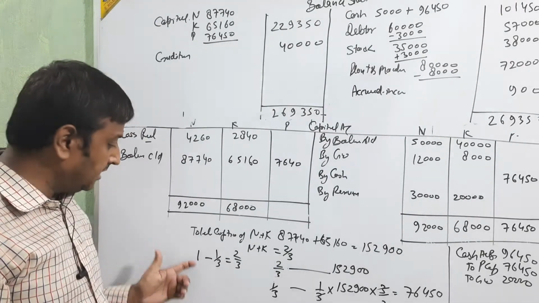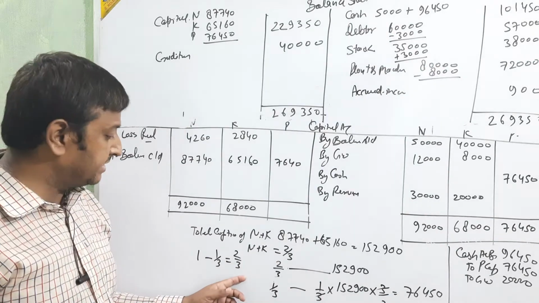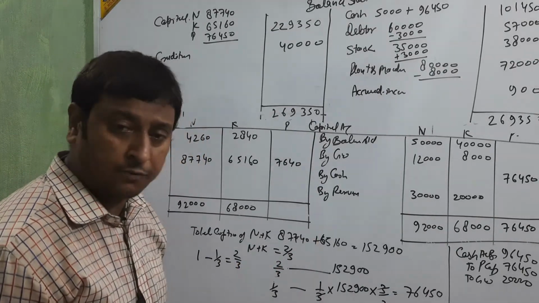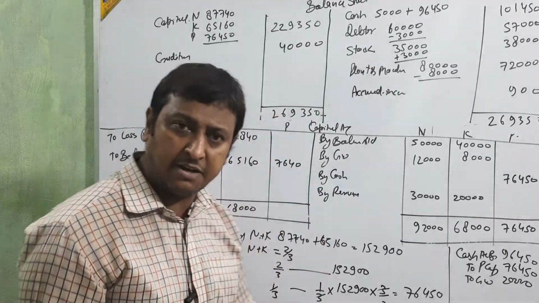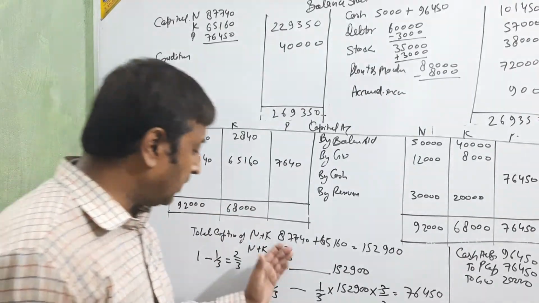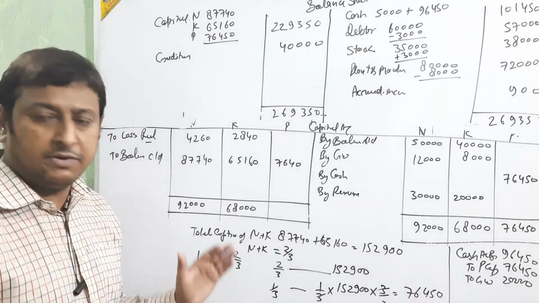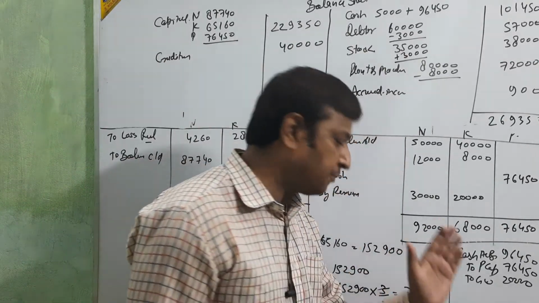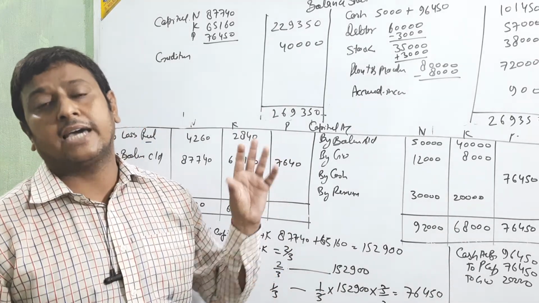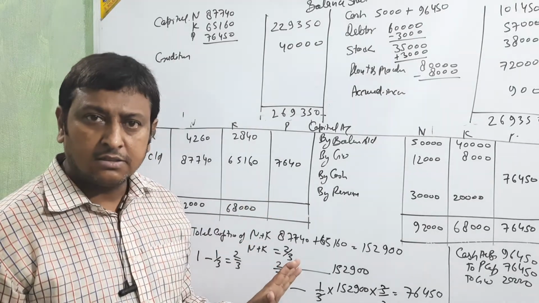Whole ratio is 1, less 1/3 for the new partner. Then the remaining ratio belongs to the old partner. If the old partner ratio is 2/3 and the old partners' amount is 1,52,900, and the new partner ratio is 1/3, then what amount is needed? So 1/3 into 1,52,900 into 3/2, and when you cut this amount, it comes to 76,450. 76,450 is the capital of the new partner. Okay, beta? Clear of this question? Okay, thank you.